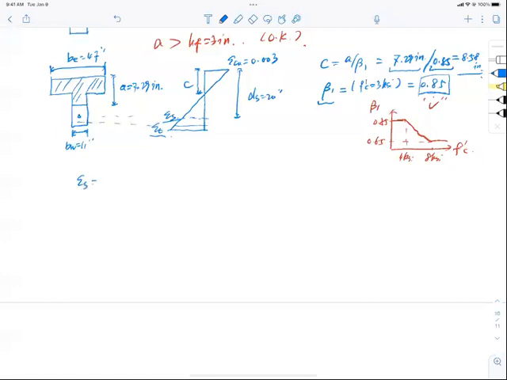Epsilon s equal to (ds minus c) over c multiplied by epsilon cu. ds is 20 inch. c is 8.58, divided by c, which is 8.58 again, and multiply 0.003. And I got this number to be 0.0039. And when I see that number, should I be happy or sad?